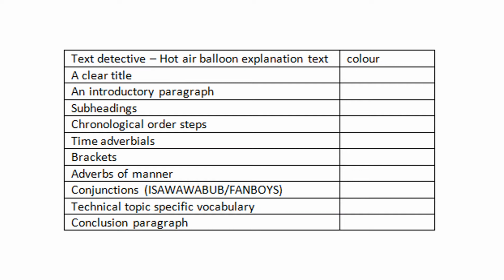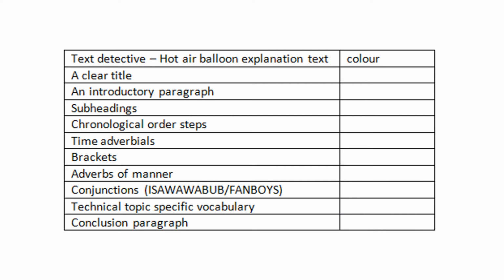So here is the success criteria for the text detective that you should have in front of you, and it's all about how to fly a hot air balloon. And this is an explanation text. It's explaining to me how I'm going to fly it. So here are some of the features that you will be making and using in your explanation text. So I want you to be able to spot them in somebody else's.